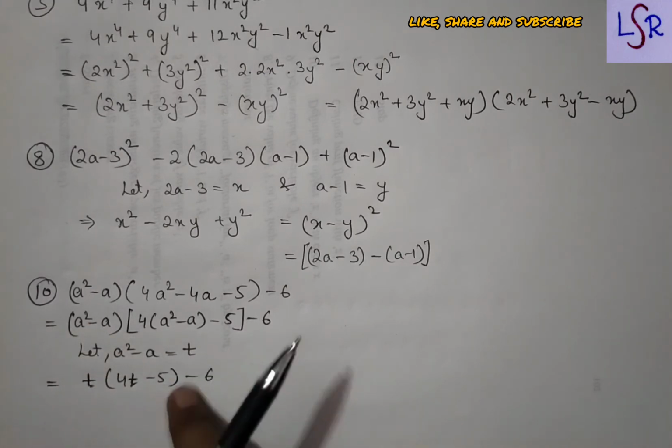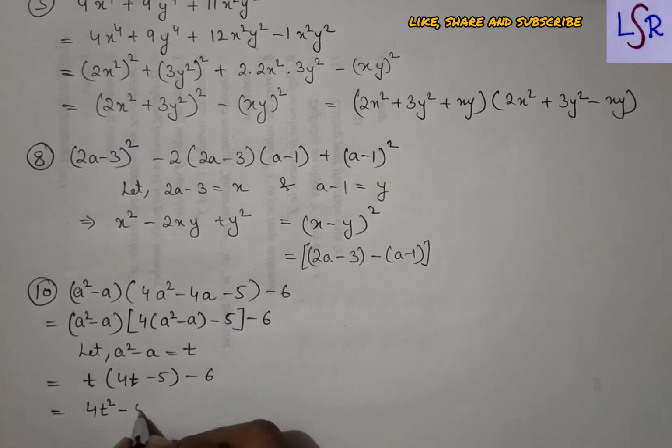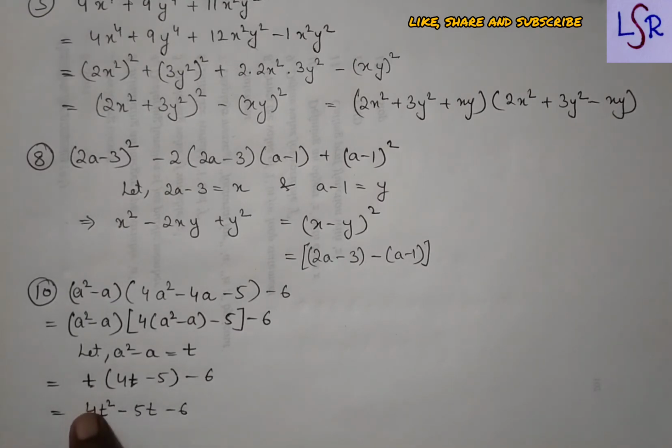Now we can open this bracket and we will be getting 4t square minus 5t minus 6. Now we have this in the form of an expression which can be factorized by splitting the middle term. For that we are going to multiply 4 into 6, that will be minus 24, and the factors of 24 are many, but we are going to take the ones with a difference of 5, so it will be 8 and 3.